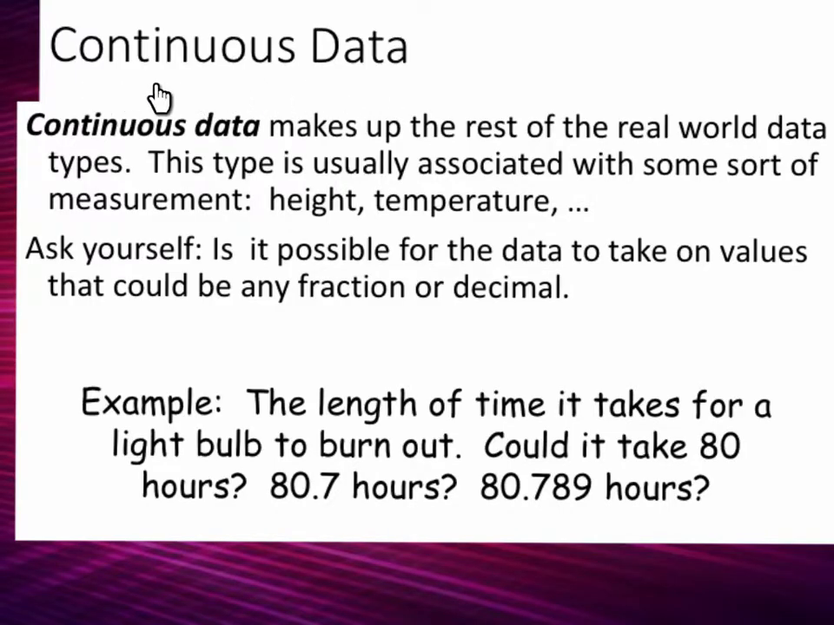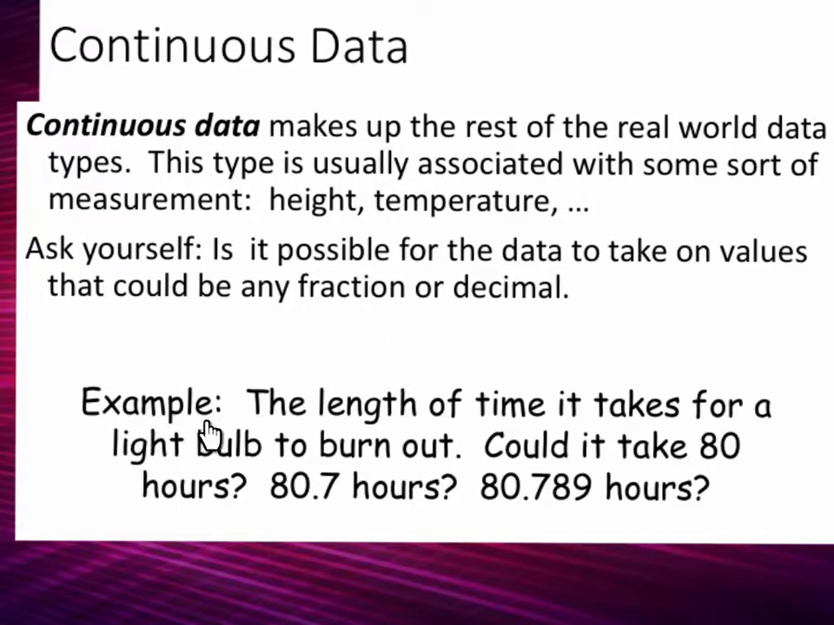Okay, now let's talk about continuous data. So I just want to review what we just discussed. Discrete data was isolated points and integers. Continuous data makes up the rest of the real world data types. So this is one of the most common types of data. And it's very common because we always graph lines. This type is usually associated with some sort of measurement. So it could be height or temperature, weight. Ask yourself, is it possible for the data to take on values that could be any fraction or decimal? If it could take on any fraction or decimal, then it won't be discrete. It has to be continuous.